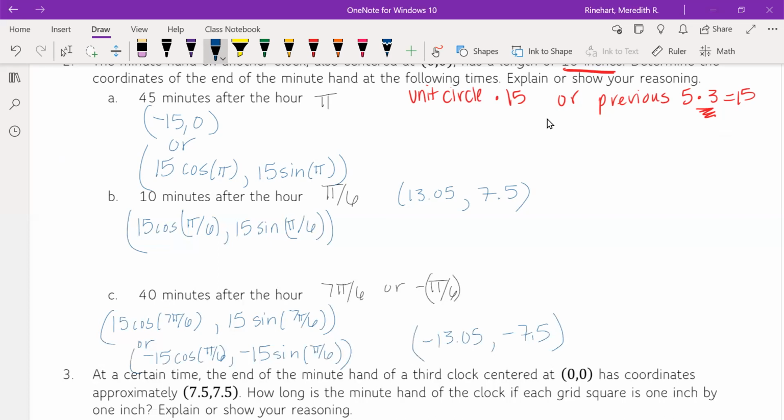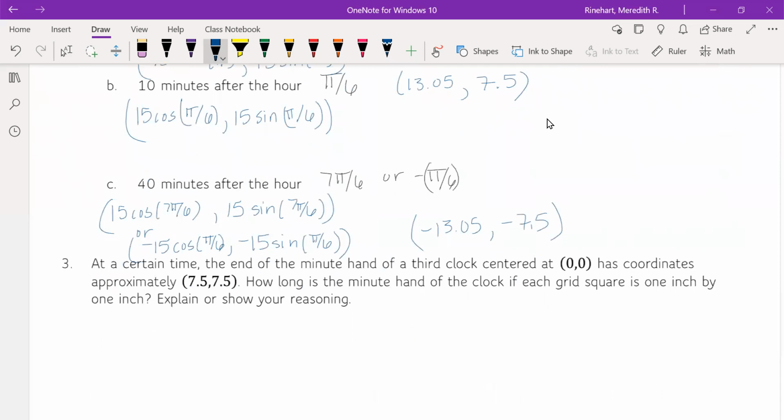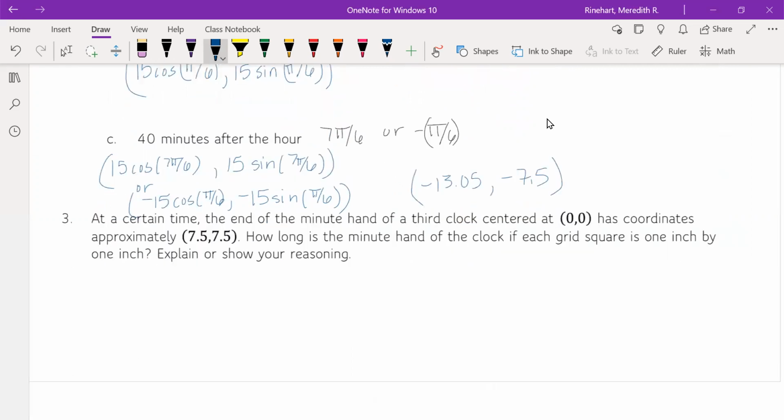Okay, the last portion here is just a little bit different. It's kind of doing some things in reverse. So now they're giving you your original center and then the approximate X and Y of where your minute hand lands. So we need to figure out the length of the minute hand.